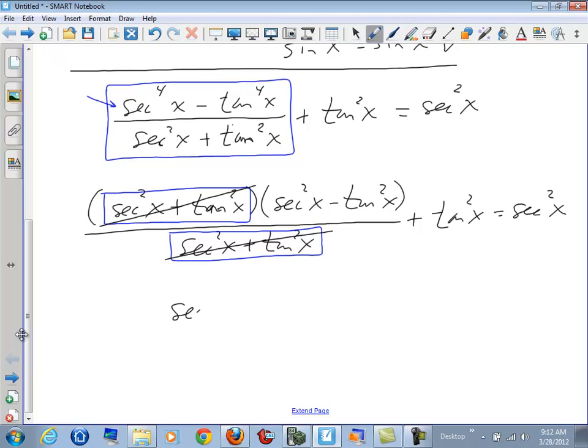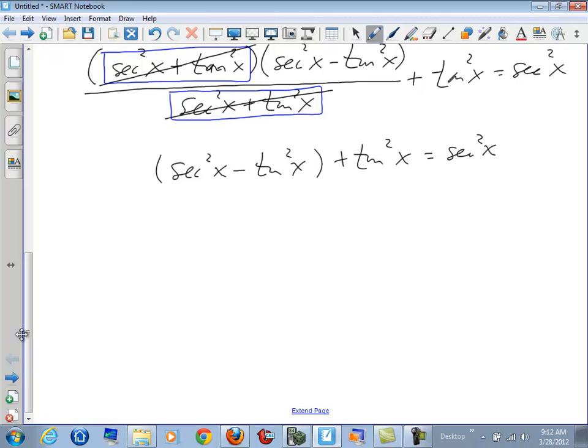So I can now just write that whole first fraction as secant squared minus tangent squared, still my term tangent squared here. And now I can simplify. I have secant squared minus tangent squared plus tangent squared, and that's simply secant squared on the left-hand side, and that was what we were shooting for. So that completes that trig proof.